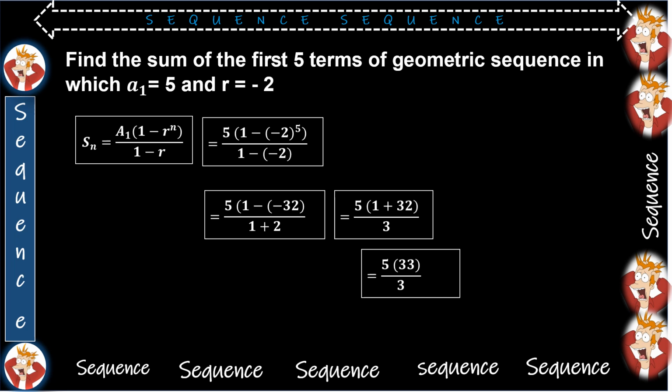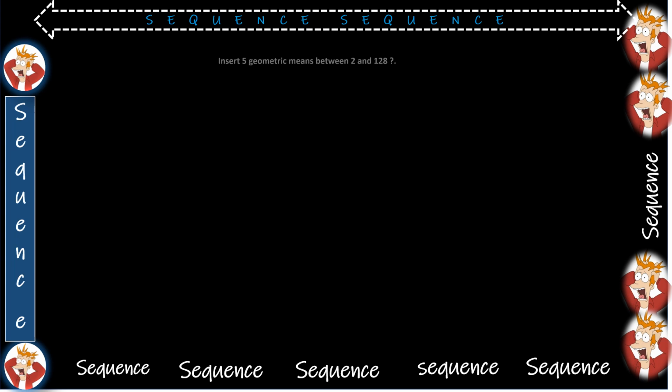After ito, next is to simplify. Cancel out muna natin. We can divide 33 by 3, that's equals to 11. Then, 3 by 3 is equals to 1. Multiply natin yung 5 times 11, that's equals to 55 over 1, or simply, that's equals to 55. This is your final answer. Let's have the next problem.